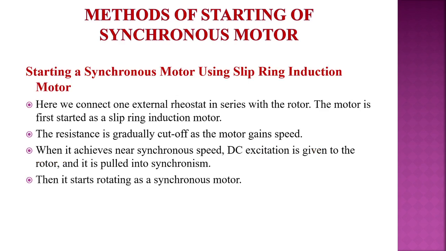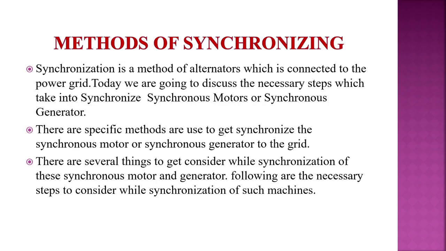Fourth method, starting a synchronous motor using a slip ring induction motor. Here we connect one external rheostat in series with the rotor, and the motor is first started as a slip ring induction motor. Then the resistance is gradually cut off as the motor gains speed. When it achieves a speed nearer to the synchronous speed, DC excitation is given to the rotor and it is pulled into synchronism. Then it starts rotating as a synchronous motor.